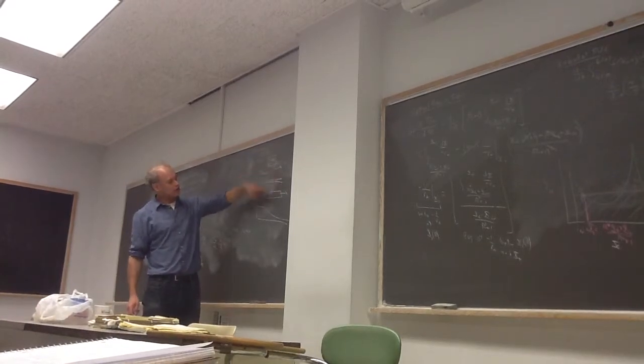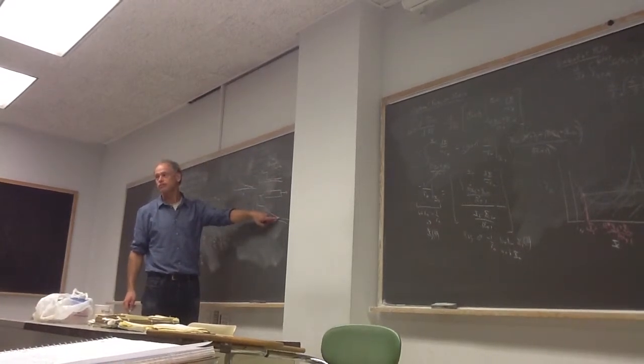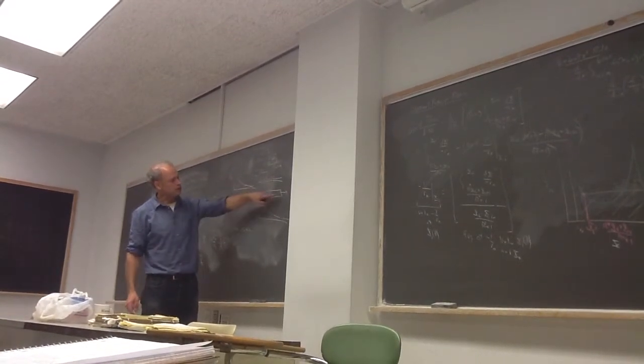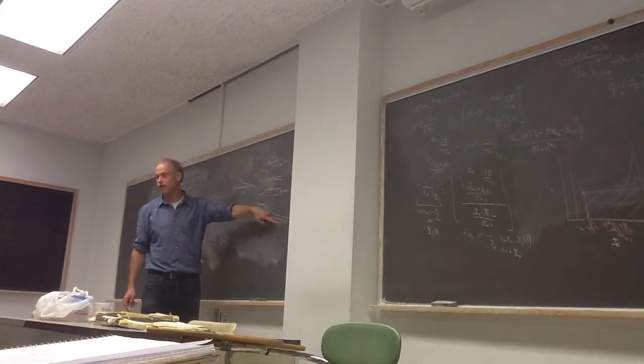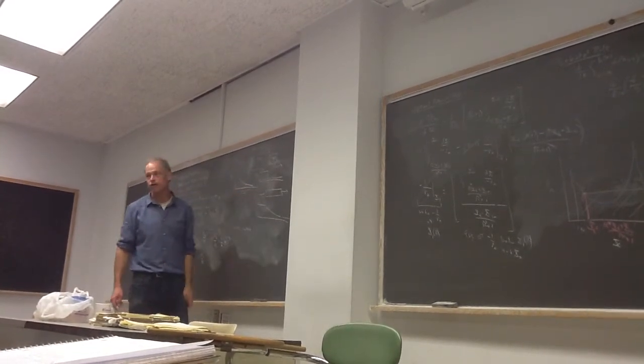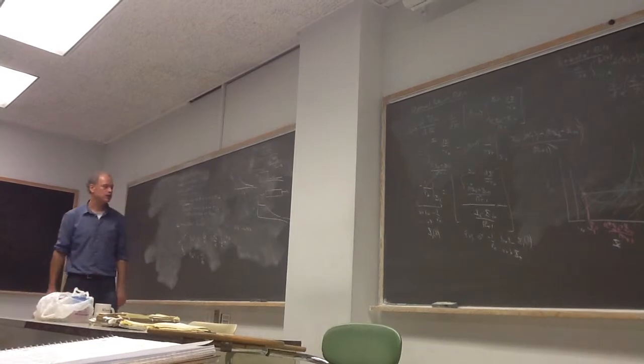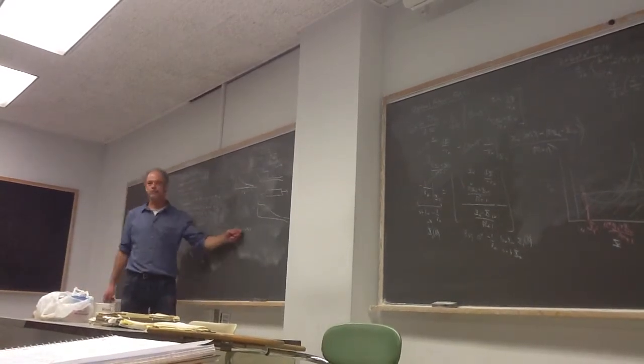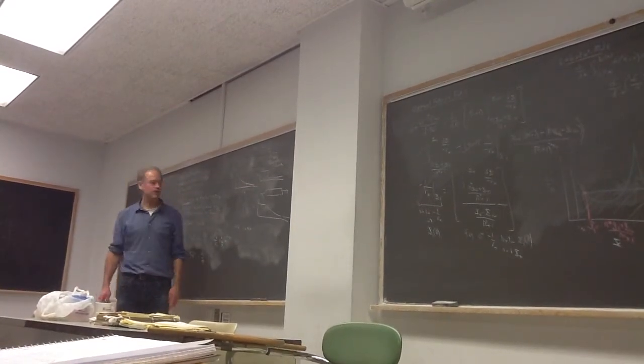In the CSTR, I'm at this point the whole time. In the plug flow reactor, I'm only at the low concentration at the outlet. Everywhere else, I'm higher. Let me repeat the question. What kind of reactor do we want here? Plug flow.